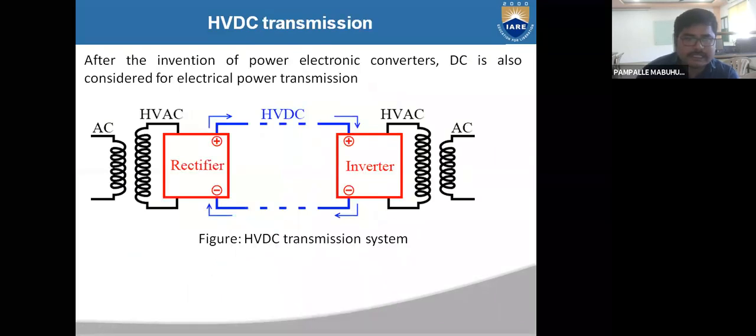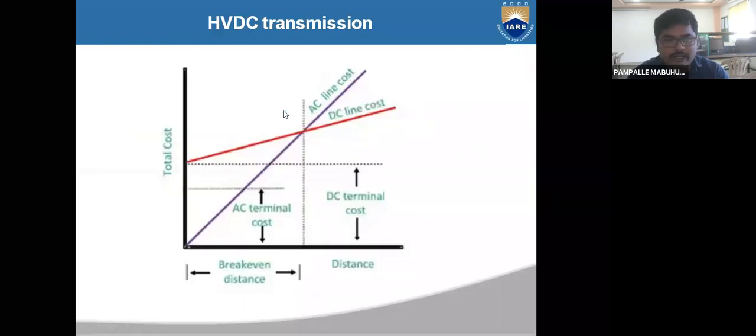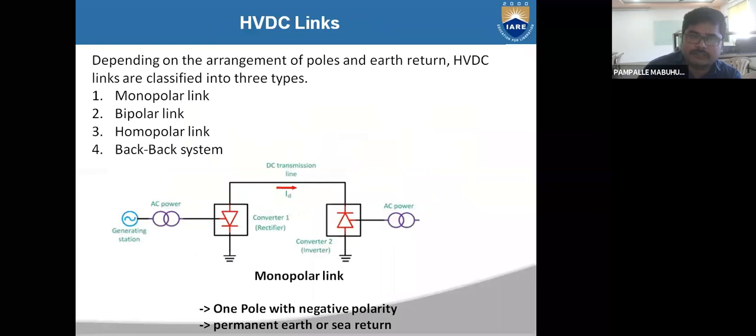As I said before in the previous slide, here in this slide you will have one rectifier station and one inverter station. These two stations are connected through this HVDC transmission line or HVDC transmission link. Now, what are the different types of HVDC transmission links available for transmitting the power? There are mainly four types of links available: monopolar link, bipolar link, homopolar link, and the back-to-back system.